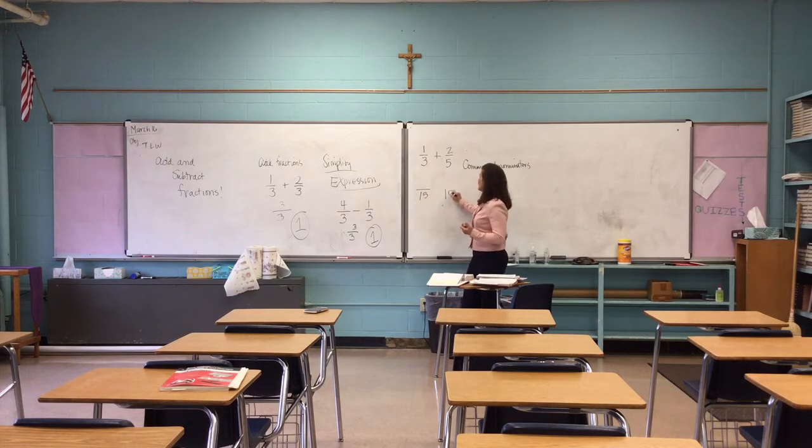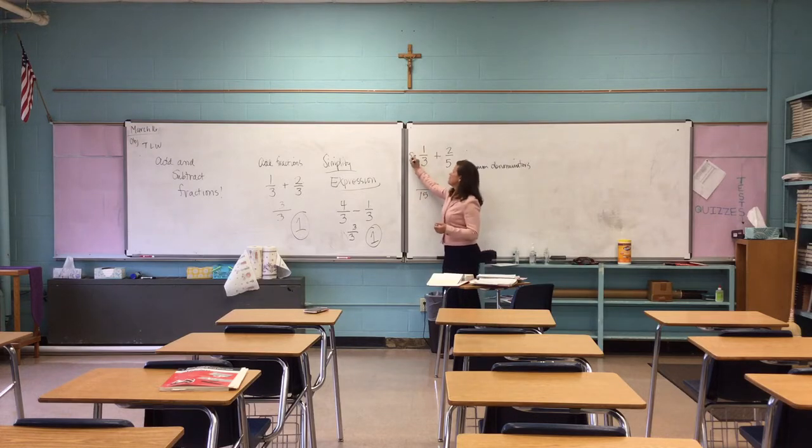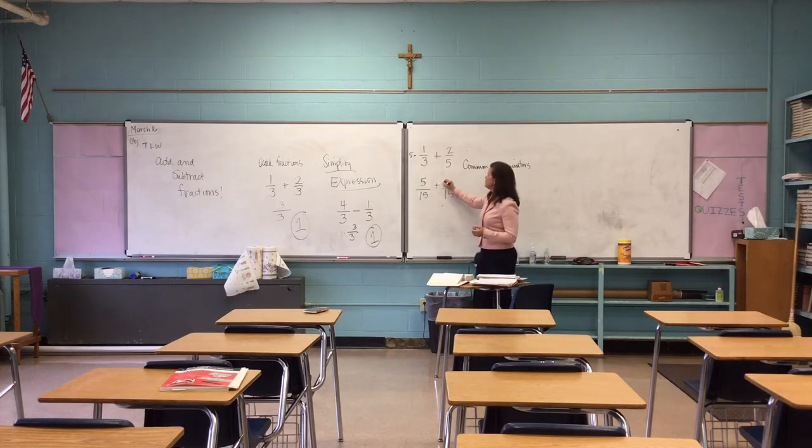So each fraction must be rewritten with the common denominator. I have to multiply this fraction by a number. 3 times what gave me 15? 5. If I multiplied the denominator by 5, I have to multiply the numerator by 5. Over here, 5 times what gave me 15? Hopefully you said 3. 5 times 3 is 15. 2 times 3 is 6.